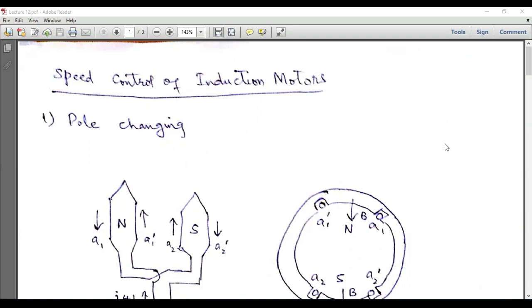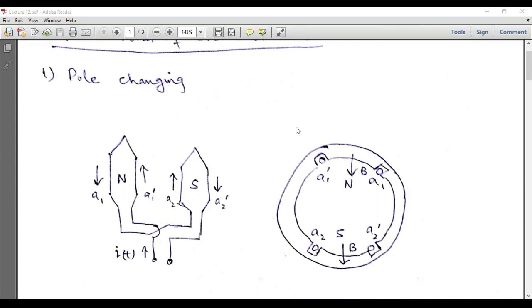We know that the synchronous speed of an induction motor is equal to 120 times F over P. If we increase the number of poles, the synchronous speed will decrease and vice versa. So when we change the synchronous speed, it will directly change the mechanical speed of the rotor. The smaller the number of poles, the higher will be the synchronous speed and the higher will be the rotor mechanical speed. The control of speed can be achieved by changing the number of poles in this manner.